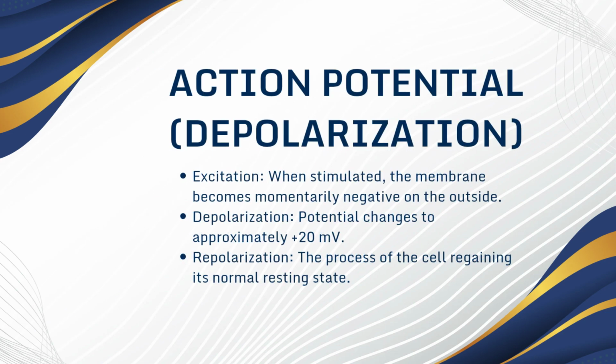When a cell is stimulated, the membrane suddenly allows ions to rush in. This flip in electrical charge is called depolarization. The potential jumps from -90 to about +20 millivolts. This rapid change, followed by the cell resetting itself, repolarization, is what we call an action potential. This is the spark of life.